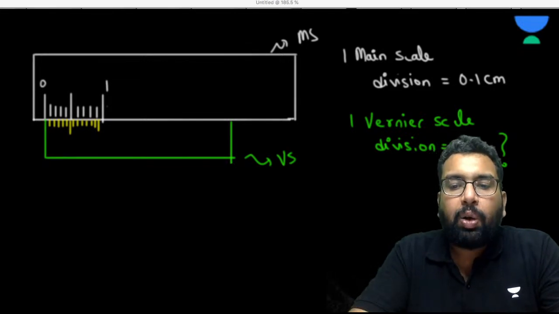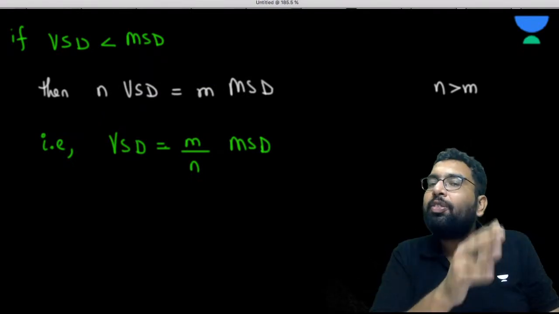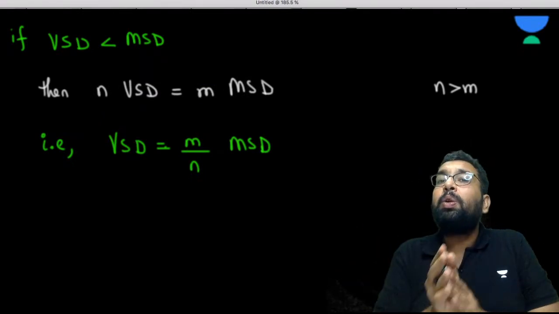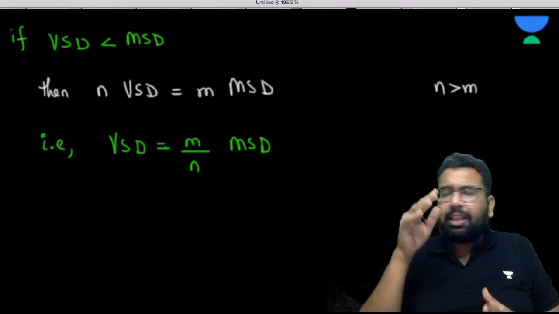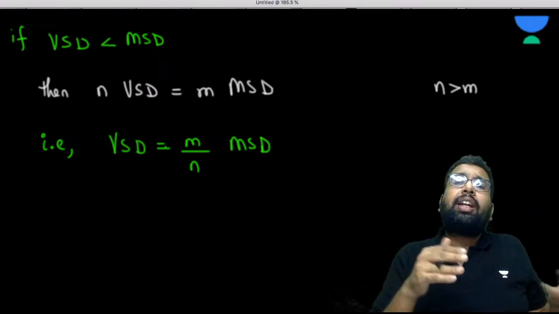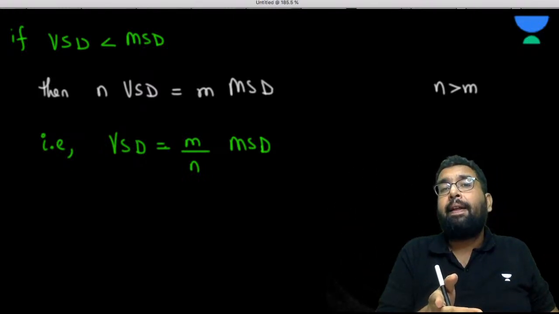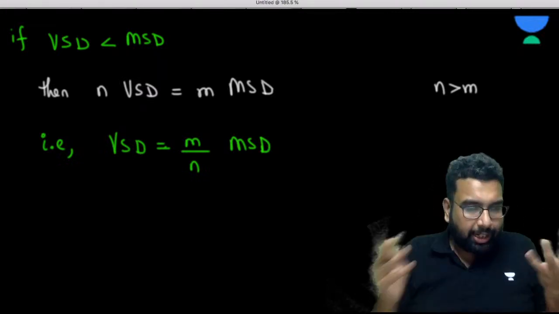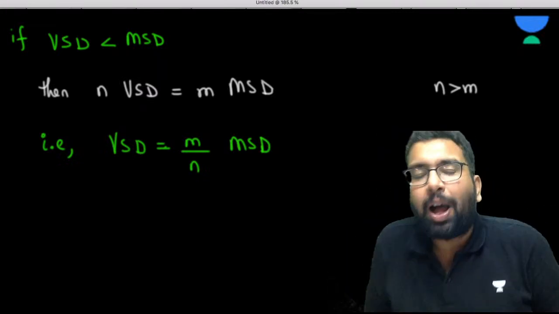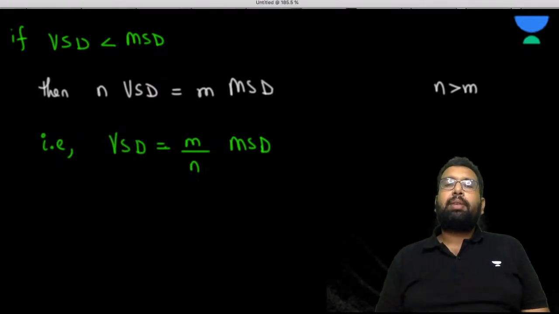So now, if you have the information of how many Vernier scale divisions are equal to how many main scale divisions, remember, this is very confusing. Which is greater? N is greater. So the Vernier scale division is less than the main scale division, then n is going to be greater than m. If it is reversed, I don't think they are going to ask you this complicated question in NEET as far as this measurement is concerned.